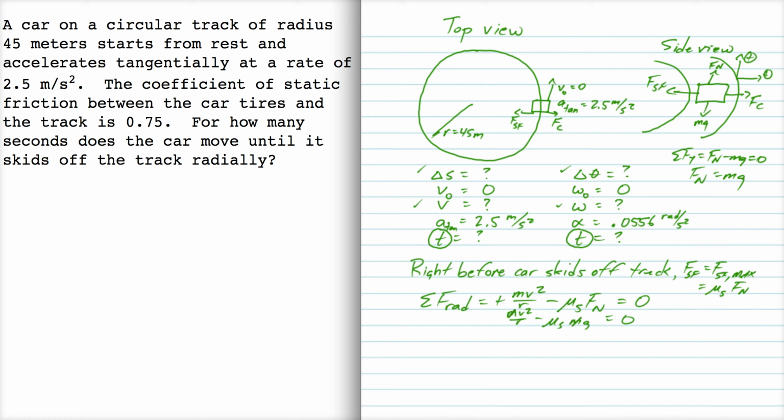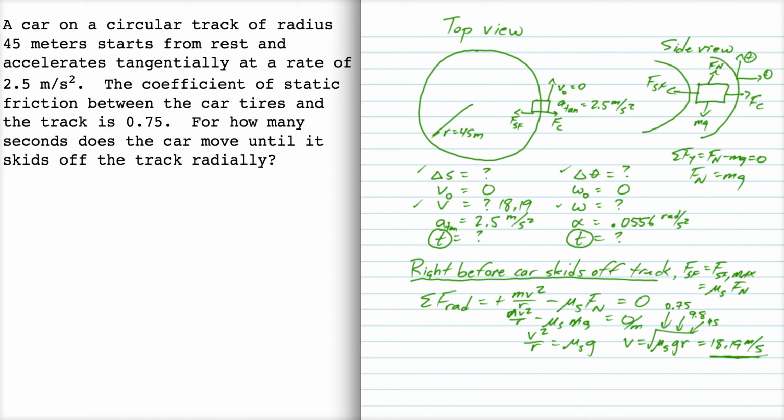M can be divided out of all terms, right, because 0 divided by m is still 0. And so I'm left with v squared over r is equal to mu sub s times g, or v is the square root of mu sub s times g times r. Now mu sub s is 0.75, g is 9.8, and r is 45, so that works out to be 18.19 meters per second. Now that's how fast the car is going right before it skids off the track. So, I've got that.